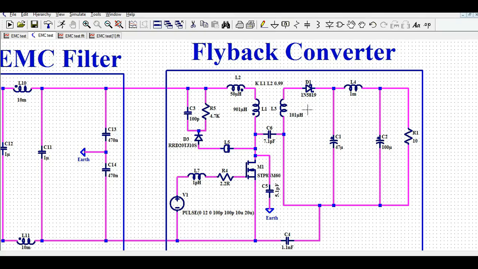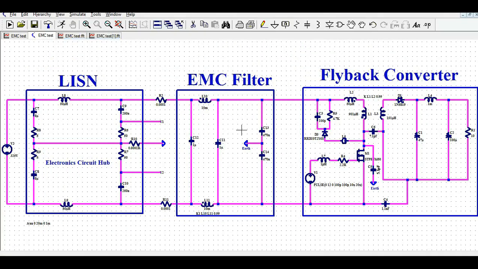Then this is the secondary side inductance. Here we have the rectifier and filter, the post LC filter, and the load. This is basically a flyback converter where I model the components which can cause common mode noise emission and differential mode noise emission in the form of conducted emission. Let me zoom fit it. Hope you understood at least the basics of the working of all three blocks.